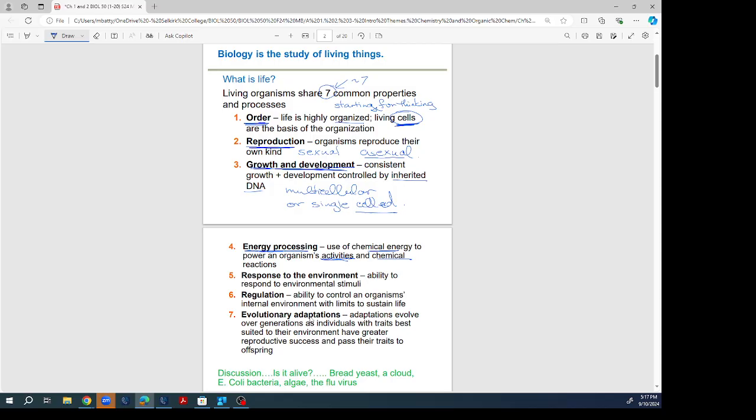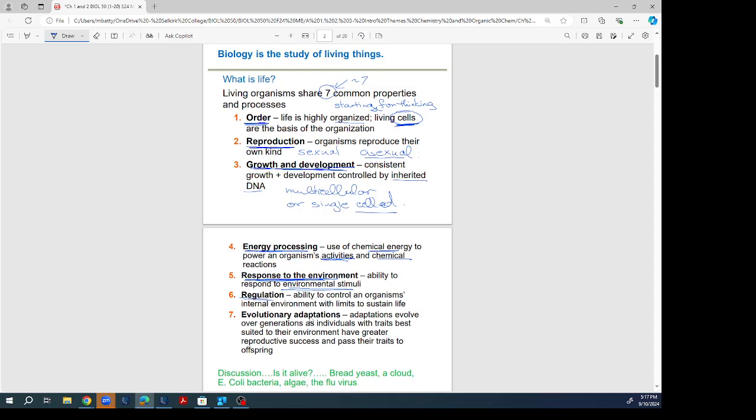The next one is response to the environment. There are things that respond to the environment that aren't alive, but mostly what we're talking about is the ability to respond to environmental stimuli. Even a plant, a sunflower, will turn towards the sun, right? That's the kind of response to the environment.